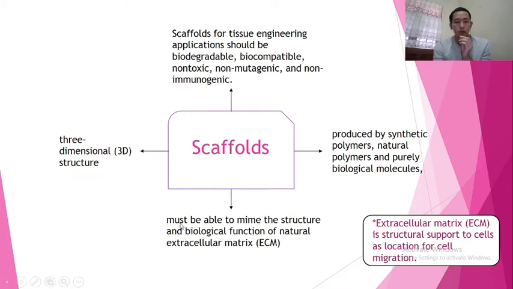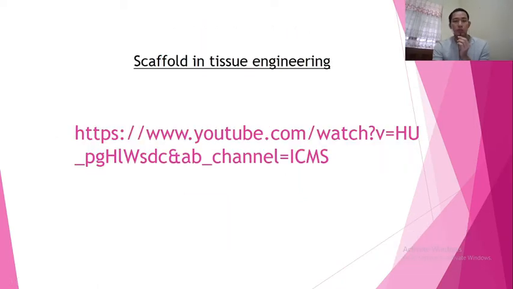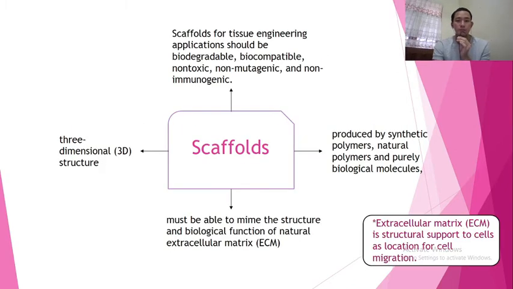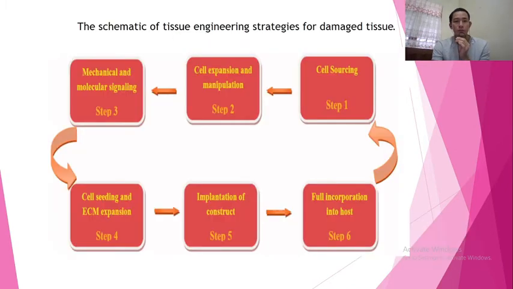The scaffold also must be able to mimic the structure and biological function of the natural extracellular matrix. ECM is a structural support for cells and a location for cell migration. If you see the video, you can see the whole process and you will understand it. So this is the schematic of the tissue engineering strategy process for damaged tissue.